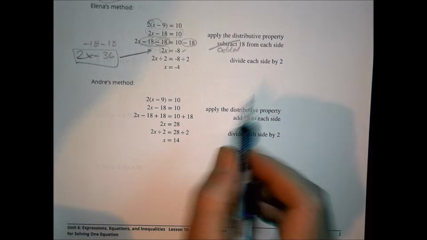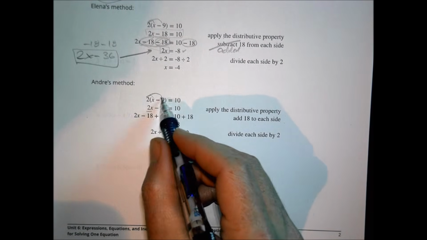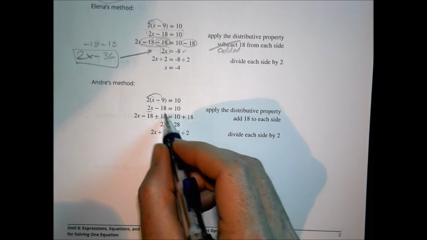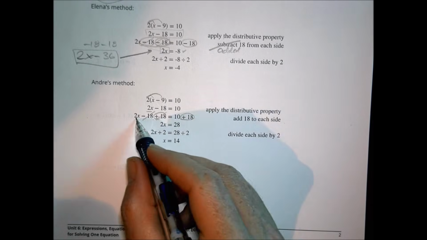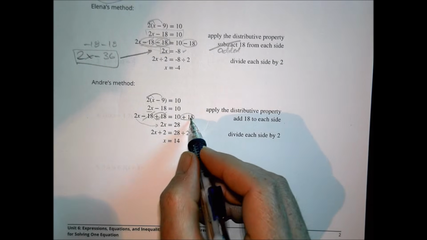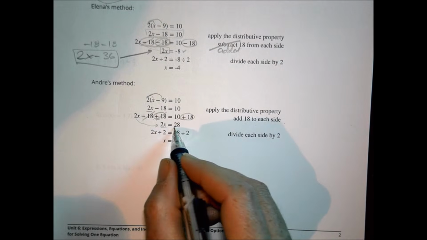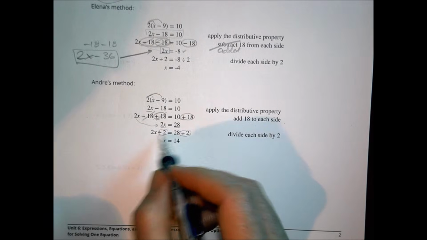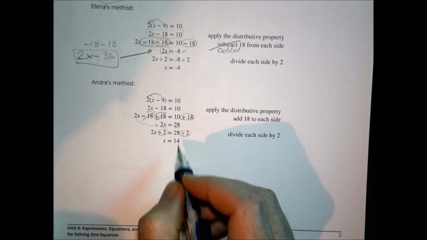All right, so he does the distributive property first, 2x, and 2 times negative 9 is negative 18, so we're good there. We can see that he adds 18 to both sides, which will eliminate the 18s to give you just a 2x, and 10 plus 18 is 28. That looks good. And then we're going to divide both sides by 2, which clears the variable, makes it just an x by itself, and 28 divided by 2 is 14.